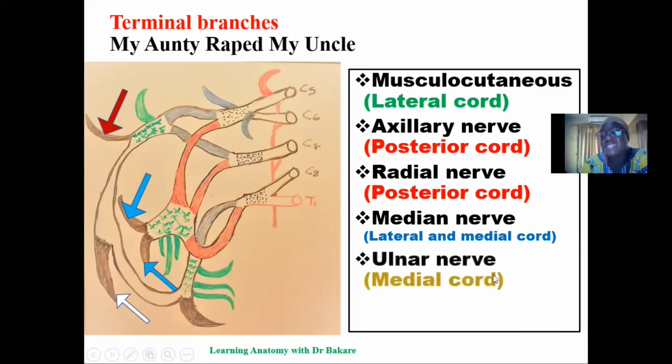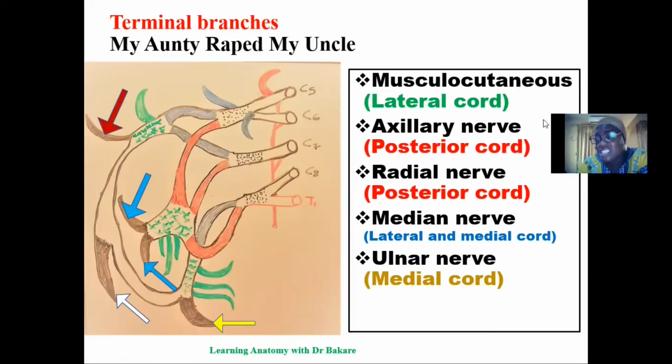And the last one is the ulnar nerve. The ulnar nerve represents uncle, and it emerges from the medial cord. And this is the ulnar nerve emerging as a terminal branch of the medial cord. So that is how we have the emergence of the terminal branches of the brachial plexus.